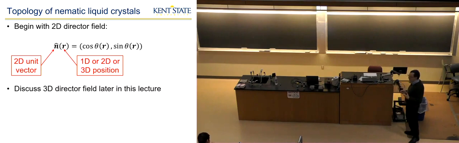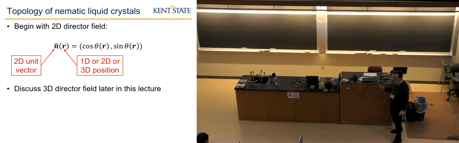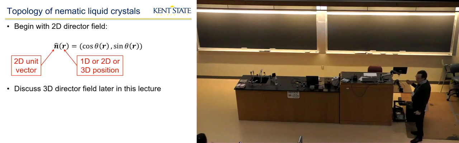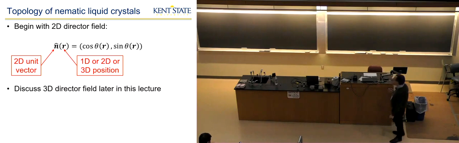I want to begin by telling you the story for a two-dimensional director field and then scale up to 3D. For a two-dimensional director field, that means we have n(r), and n is two-dimensional. What I care about at the moment is the dimension of n, not the dimension of r. So n is going to be a two-dimensional unit vector, and r might be 1D or 2D or 3D for the position. If n is a two-dimensional unit vector, it can be represented by an angle relative to some axis: cosine theta and sine theta, where theta is varying continuously, an angle between 0 and 2 pi.